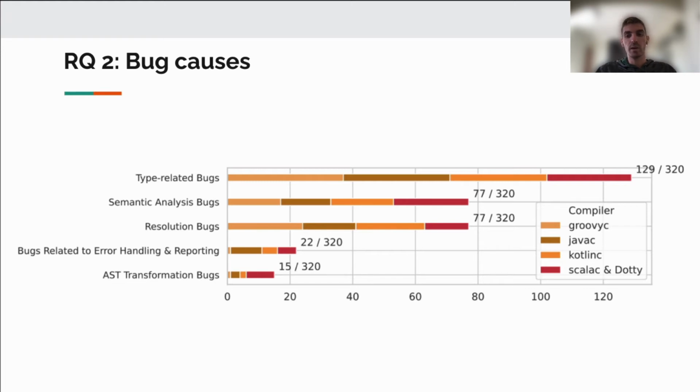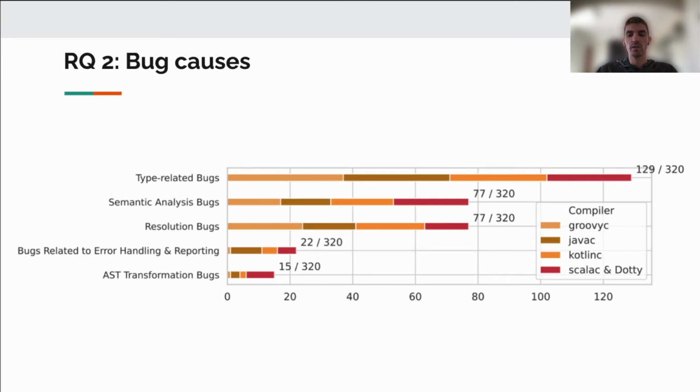Resolution bugs include bugs where the compiler is either unable to resolve an identifier name or the retrieved definition is not desired. Such bugs are usually related to nested scopes, overloading, etc. A bug related to error handling and reporting is when the compiler correctly identifies a program error, but the implementation of handling this error is buggy. Finally, AST transformation bugs is the category where the compiler generates a transformed program that is not equivalent to the original.